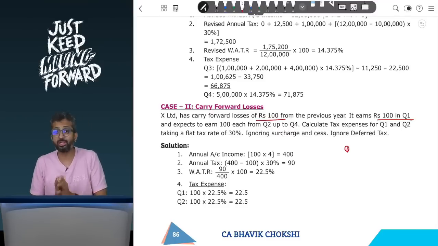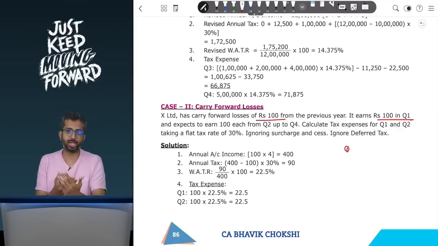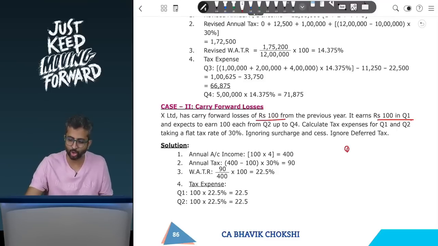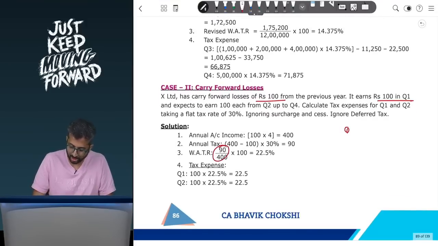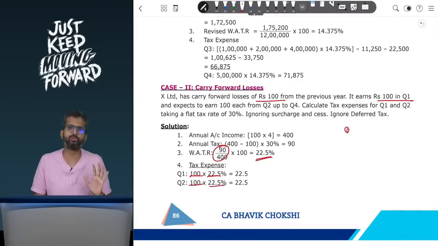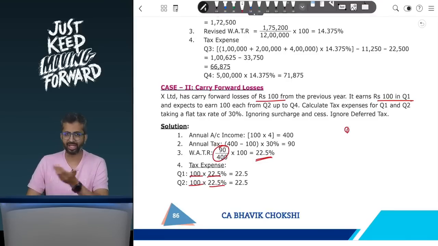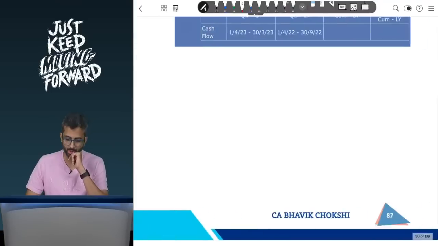So you will say that the accounting income is 100 per quarter, that is 400. Tax on that will be 400 minus 100, 300, into 30%, that is 90. So 90 upon 400 comes to 22.5%, and that into the income for each of the quarters will give you the tax. So basically, rather than recording 0 tax in quarter 1 and 30 rupees tax in every other quarter, we are saying that the tax saving is going to be enjoyed by all the quarters and not just the first quarter.